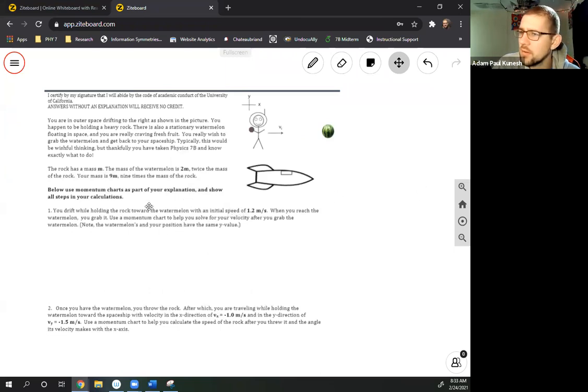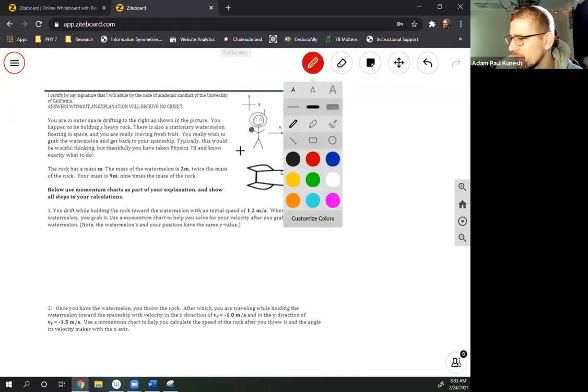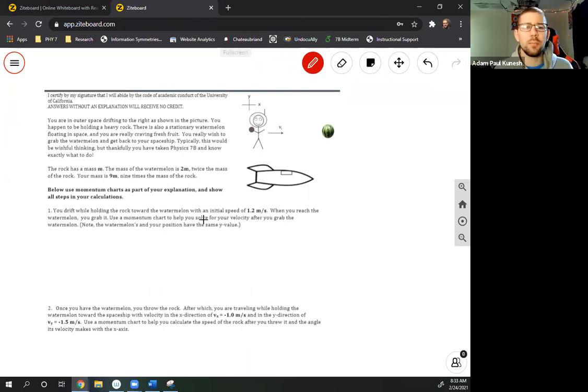In this problem solving session, we're going to talk about quiz 4-1. We've got a person in space, they got a rock and a watermelon. I think it'll be a good one. This is another problem on 2D momentum, or actually this one may end up just being 1D overall. No, it'll be 2D. Let's give it a look.